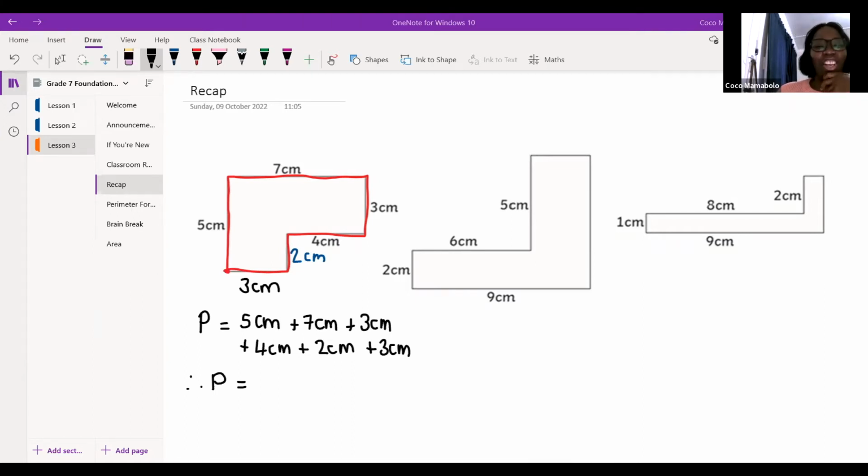Hi, Josh. All right, guys, remember capital letter P, not small letter p. Okay. Not small letter p, capital letter P. Therefore, P is equal to 24 centimeters.